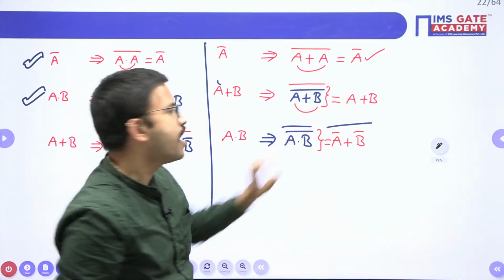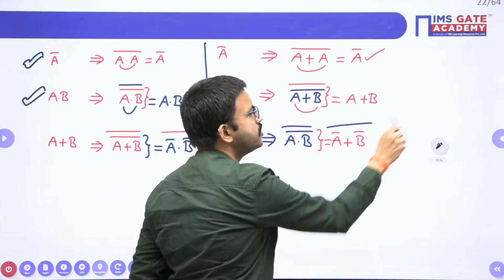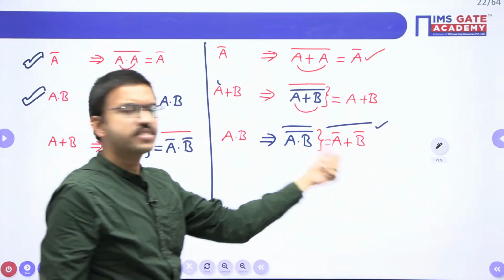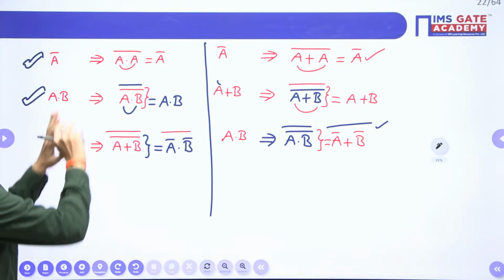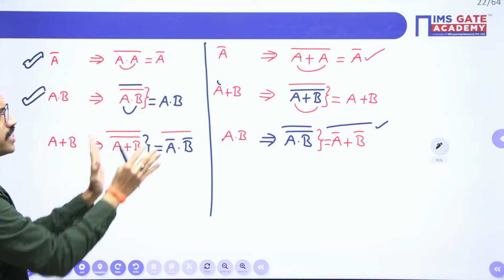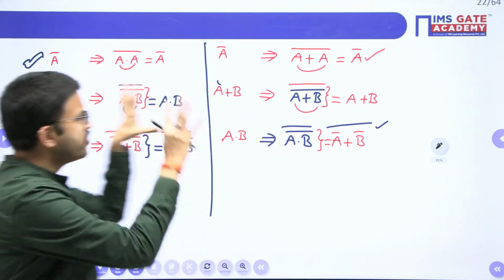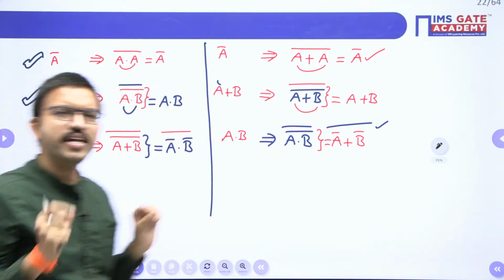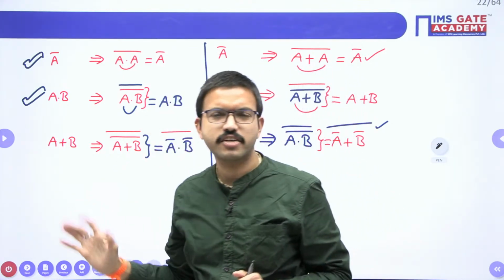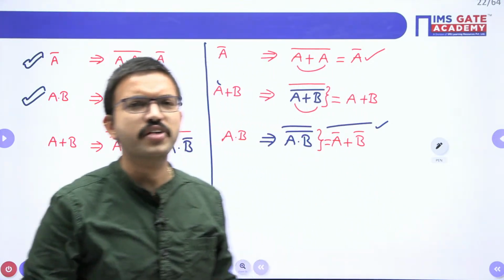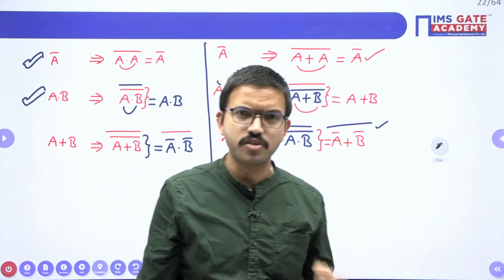Similarly, B bar. After that, this is like X1, this is like X2. You can pass them through a 2-input NOR gate, giving (X1 plus X2) whole bar. So you can remember the basic gates, how we have implemented them with the help of NAND gates and NOR gates. With this approach, you can solve any question related to the minimum number of NAND gates or minimum number of NOR gates required for implementing any logic gate or any logic function.